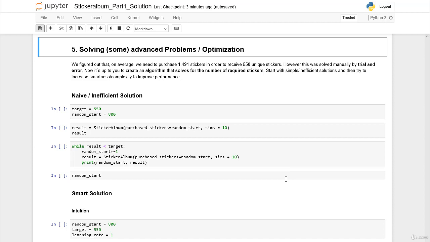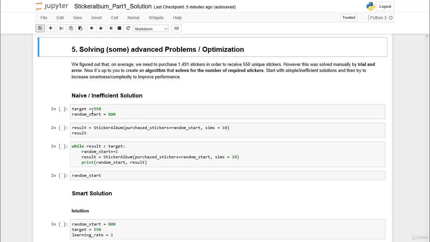So in the last session, we figured out that on average, we need to purchase 1,491 stickers in order to receive 550 unique stickers. And I have to admit actually that this was solved manually by trial and error, or at least it was kind of a very informed guess. But what we actually want is a smart algorithm that does the job for us. And therefore we now start with a quite simple algorithm. I call it naive or inefficient solution, but let's see what we get.